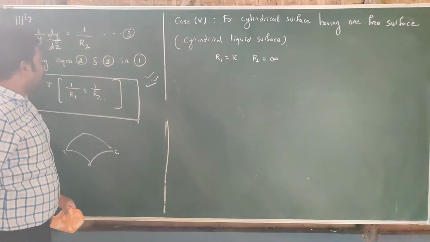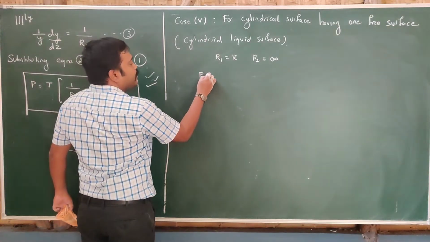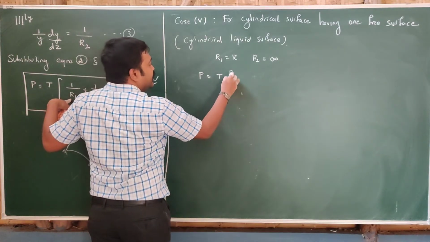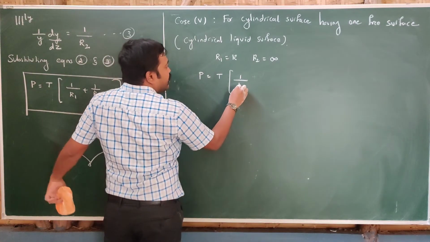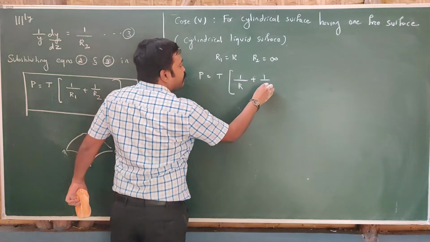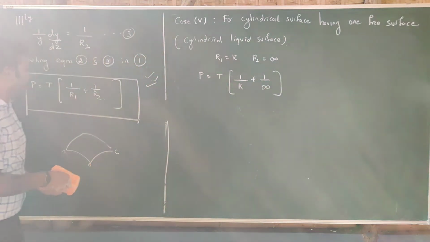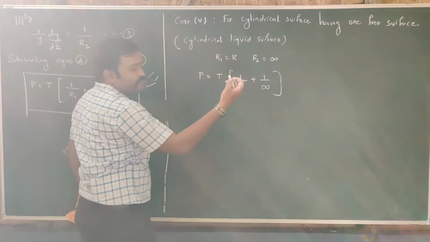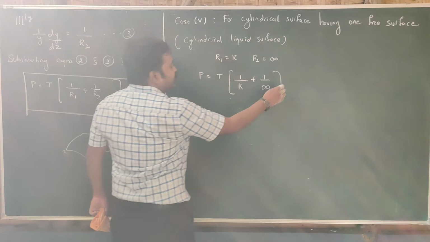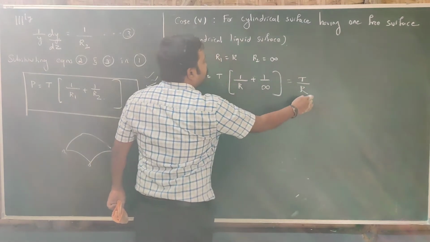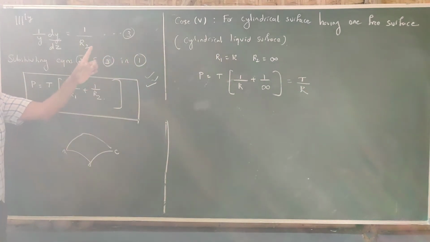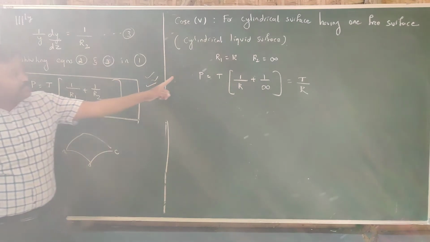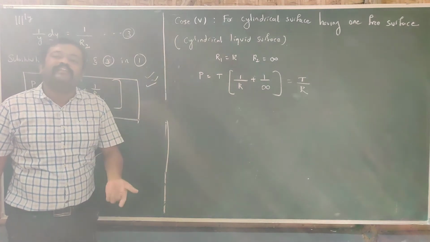Now what happens to the formula? Let us check it out. P is equal to T into the bracket 1 divided by R plus 1 divided by infinity. So what is 1 by infinity? 1 by infinity is 0. So what do I get? That will be T divided by R. Do you remember, this is the excess pressure for a cylindrical surface having one free surface.